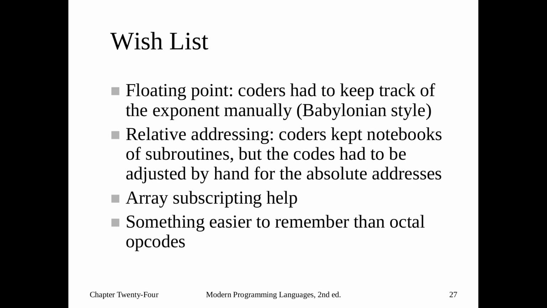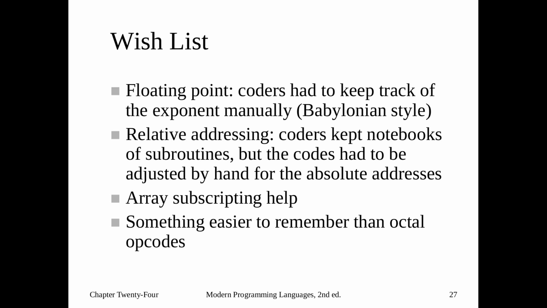They had relative addressing, right? So you had notebooks of subroutines, but the codes had to be adjusted. You had a listing of the subroutine on paper so you could remember it. But every time you wanted to use that, you had to adjust the actual absolute address by hand. This is the address in memory, the location in memory where things are going to be stored when you're going to use this.